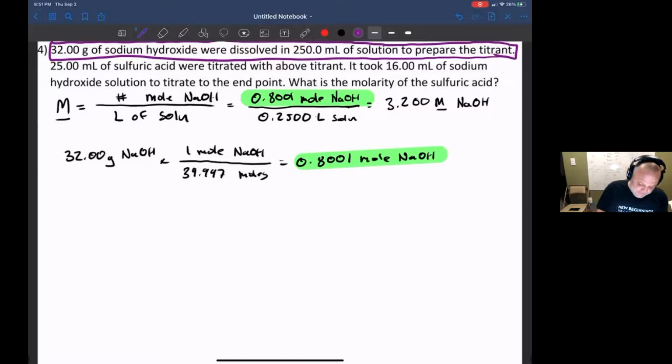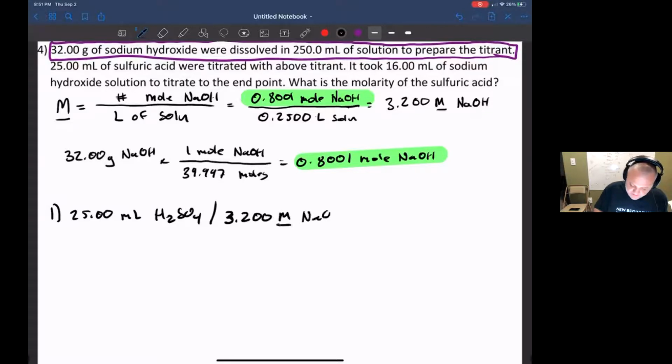At this point, I can remind myself of everything that I'm given. I'm given the 25.00 milliliters of the sulfuric acid. I'm given, and I had to calculate this, but I'm still given it, the molarity of the sodium hydroxide solution, and I'm given the volume of the sodium hydroxide solution that it took to do the titration. And I'm asked to calculate the molarity of the H2SO4.